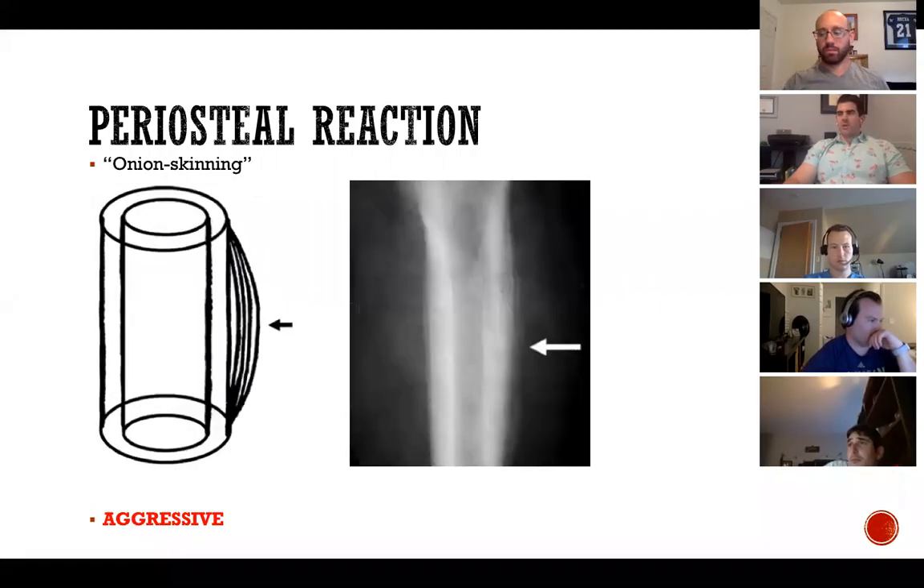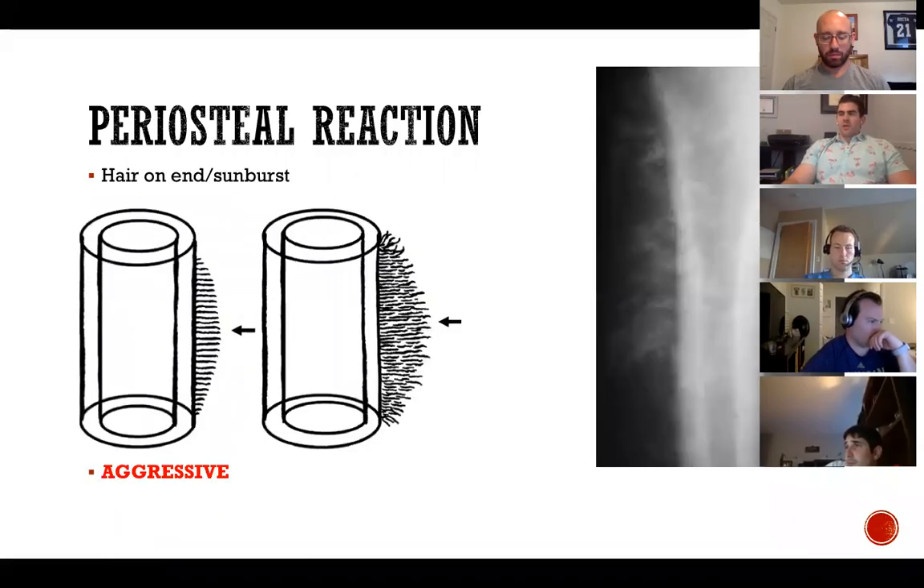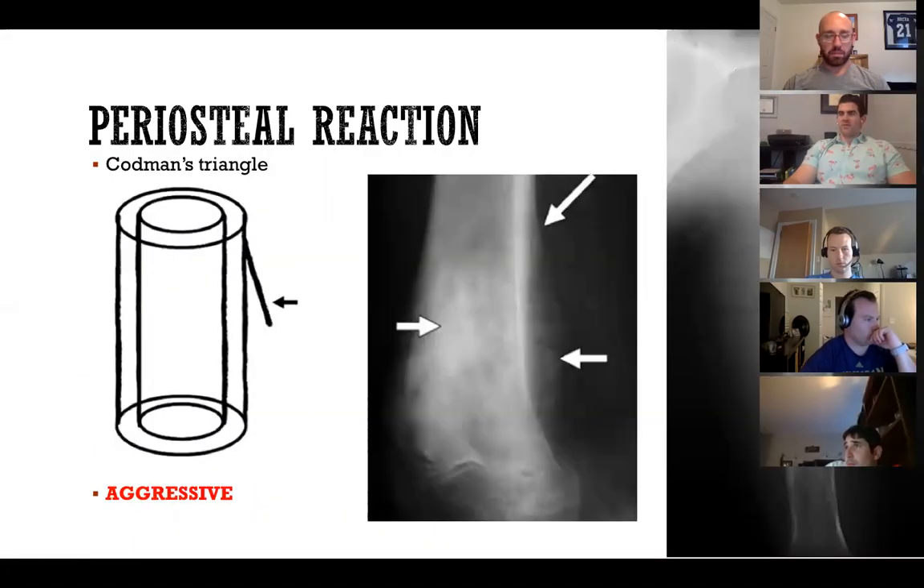Let's compare that with something like this, where you can see several layers of bone being laid down. We talk about onion skinning, right? We talk about this in Ewing sarcoma, something that should be popping off in your mind. Taking it a little bit further, we talk about hair on end or a sunburst pattern. Oftentimes we talk about this in osteosarcoma. You can see all of this bone formation almost shooting off the bone. Naturally, by looking at this, you can tell that this is something that's more aggressive, right?